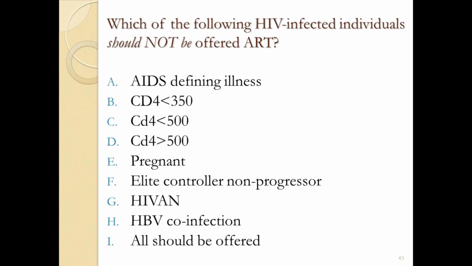And which of the following HIV-infected individuals should not be offered antiretroviral therapy? Somebody with an AIDS-defining illness, CD4 less than 350, 500, or over 500, someone who's pregnant, an elite controller or non-progressor, someone who has HIV-associated nephropathy, hepatitis B co-infection, or everybody should be offered?